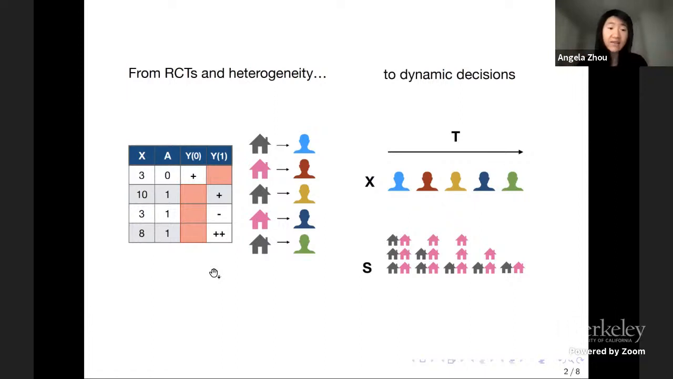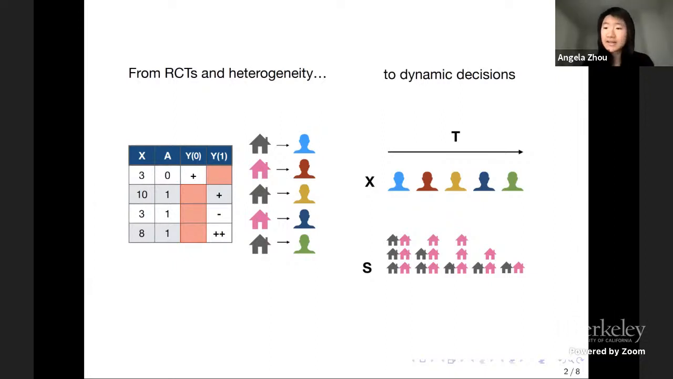Nonetheless, why can't I just take averages in treatment components to estimate the effects of policies? Well, it's because A is actually correlated with outcomes in my data set. So if treatments were assigned by some algorithm, that algorithm was optimized for some target. And so therefore, treatments will be correlated with outcomes in the observational data. So that's single time step causal inference.